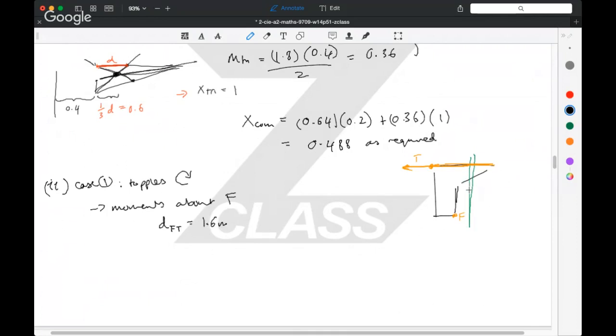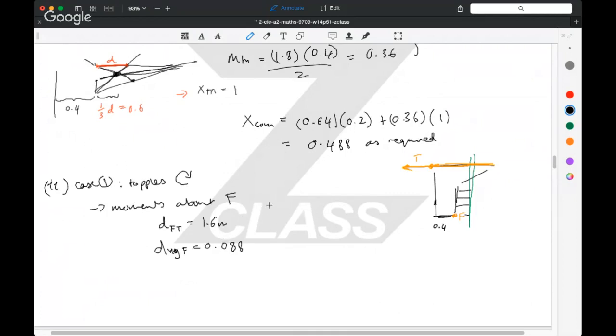And what about the distance from F to the line of action of mg? Well, it's just this distance here, right? It's just whatever this distance is. And we know that the base of the thing is 0.4, and the distance of x center of mass is 0.488 from this line. So therefore, the distance to mg is 0.088.